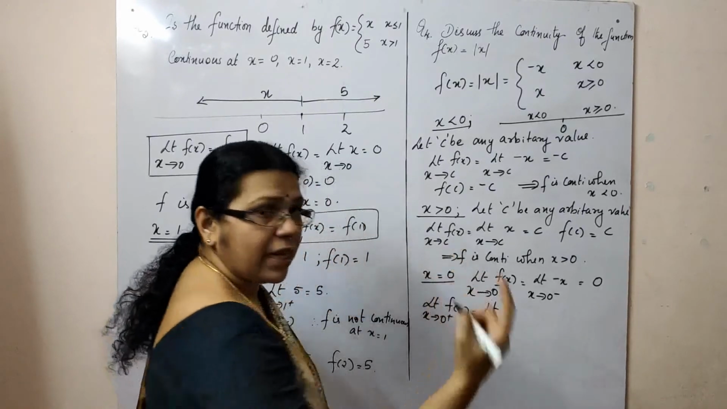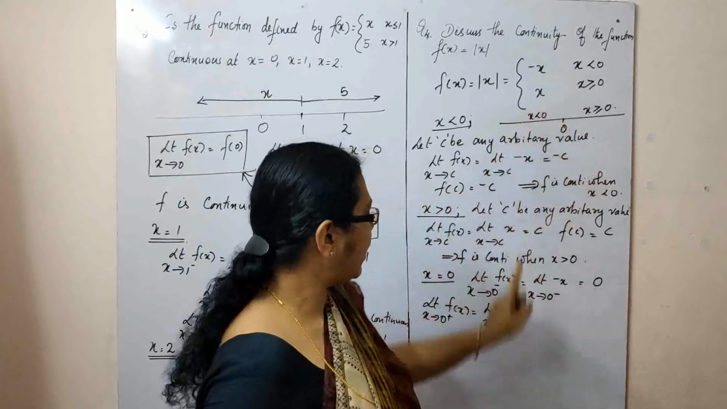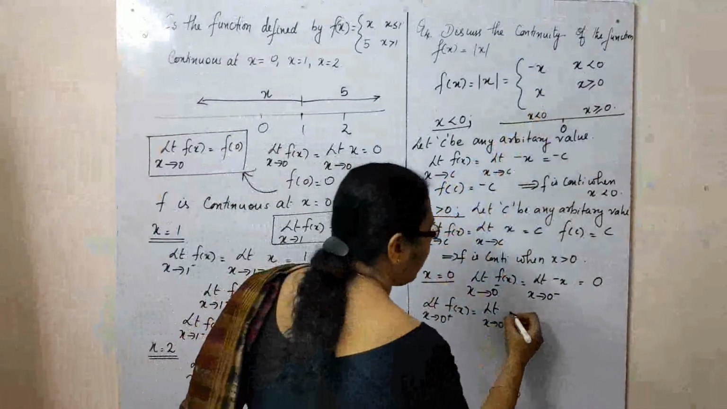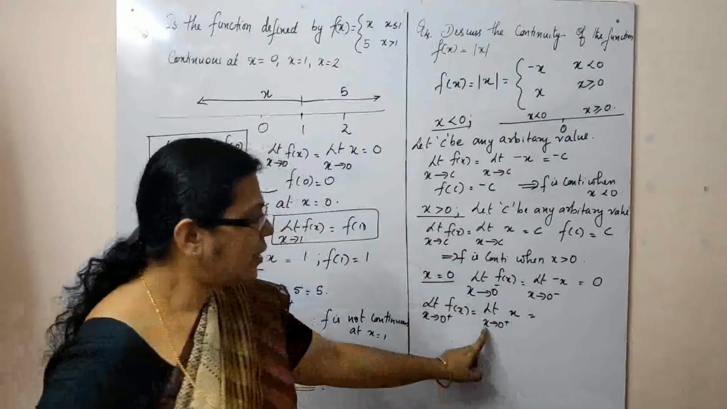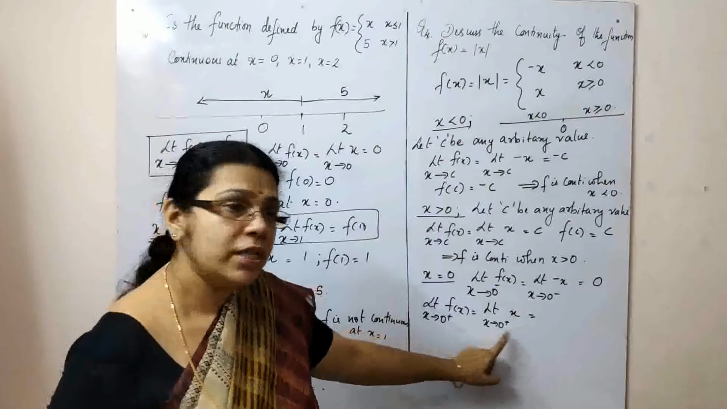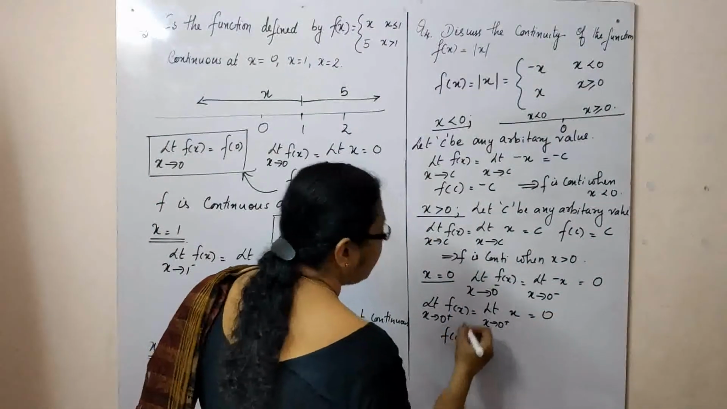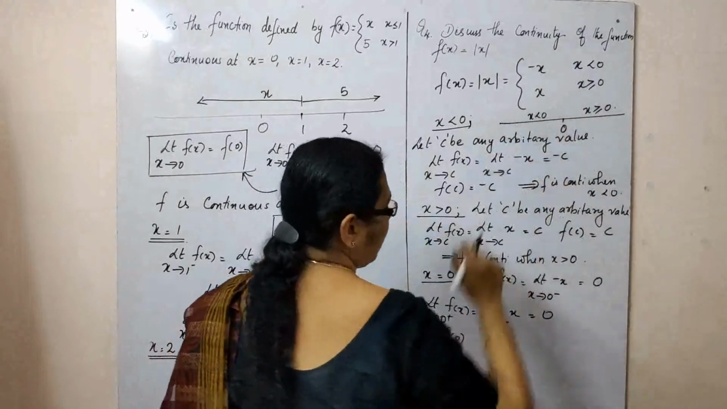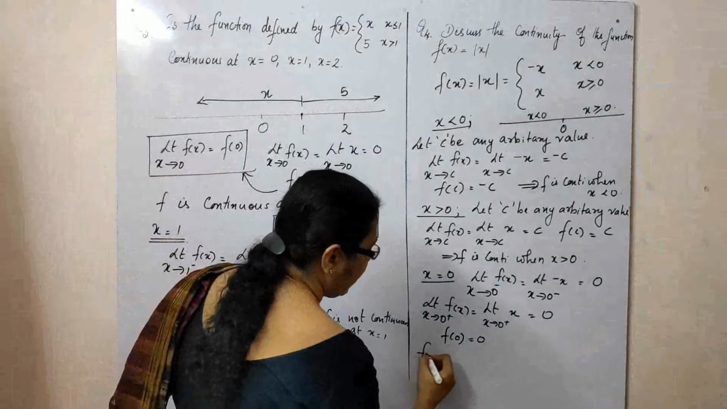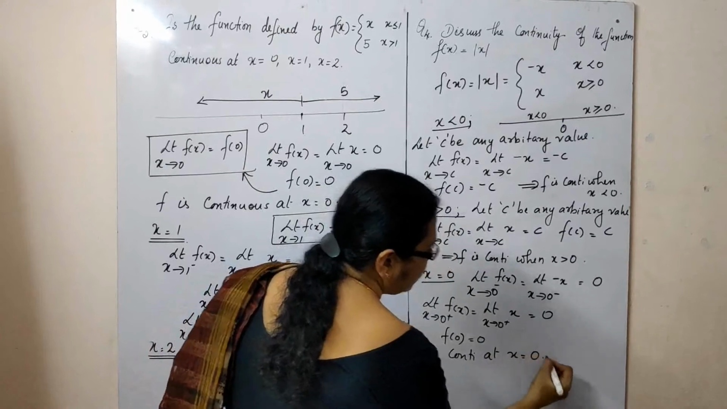Now, limit x tends to 0 plus f of x is the right hand limit, when it comes from this side. What is the function's value when x is greater than 0? It is just x. So I have x here. As the value of x tends to 0, the x value will become 0. What is f of 0? When x is equal to 0, the function value is x, so f of 0 is also equal to 0. So what can I say? f is continuous at x equal to 0 also.